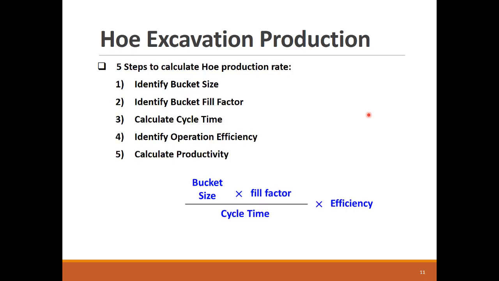Using the hoe excavation production formula will require five main steps, which basically identify the values of the four main formula values: bucket size, fill factor, cycle time, and efficiency. The formula follows the typical production estimation principle of relating the cycle work amount, the effective bucket volume, to the cycle time duration.